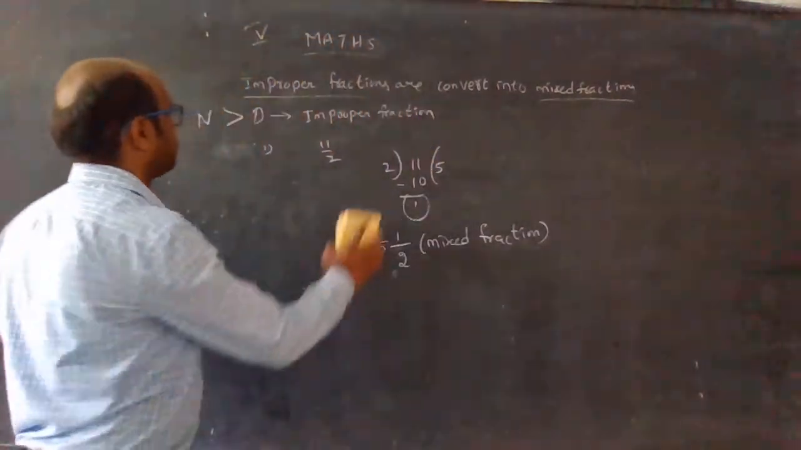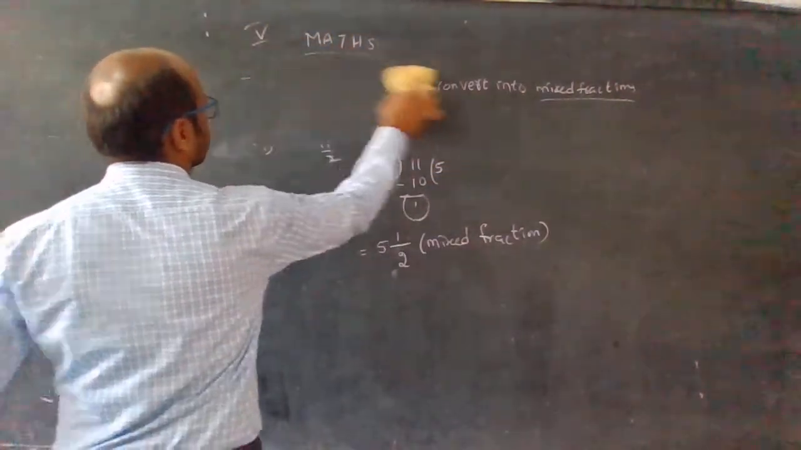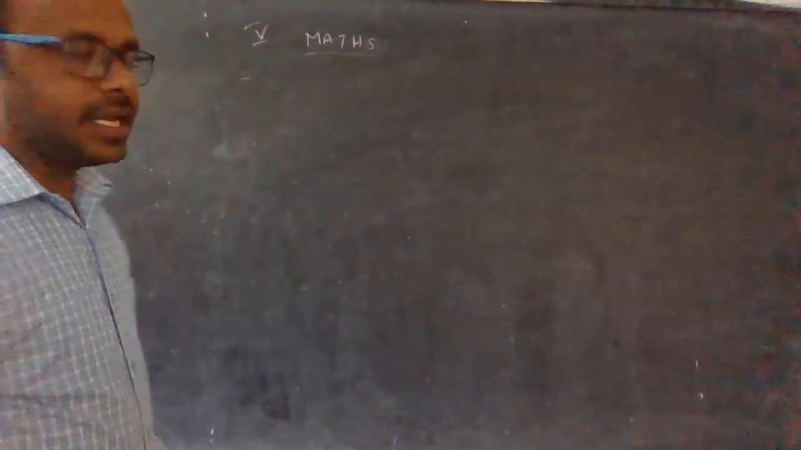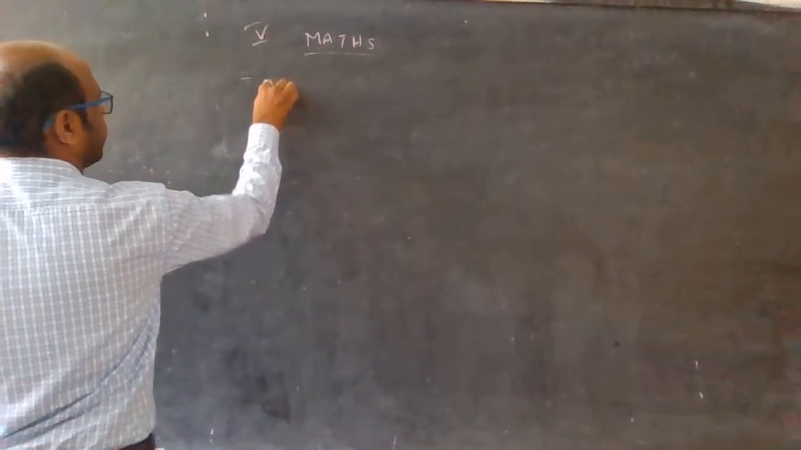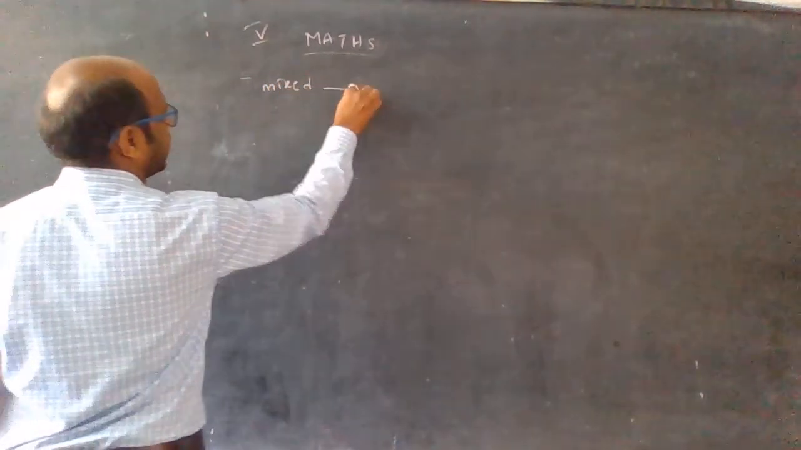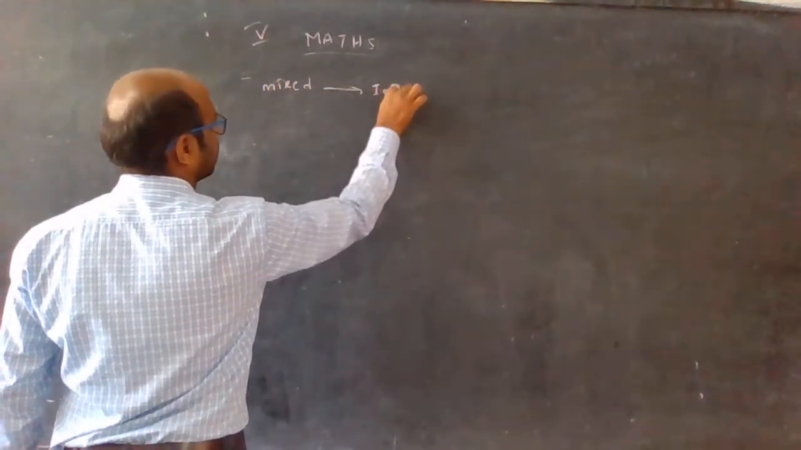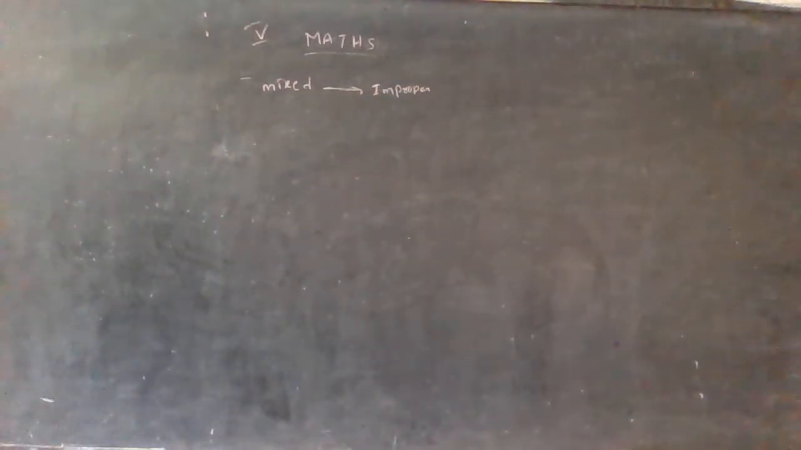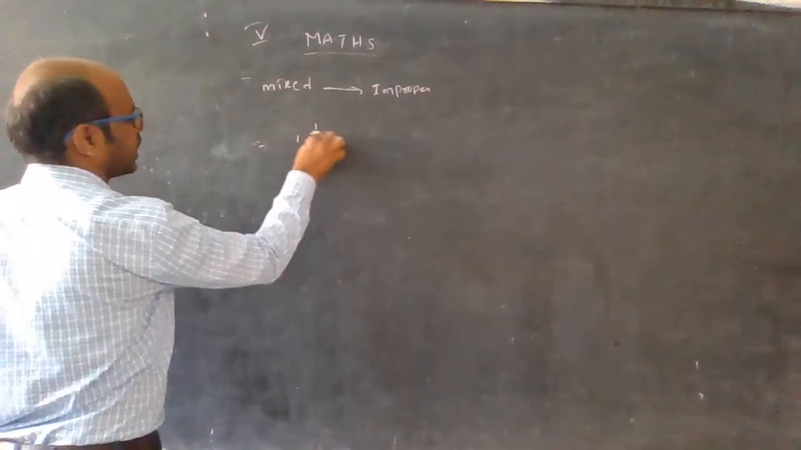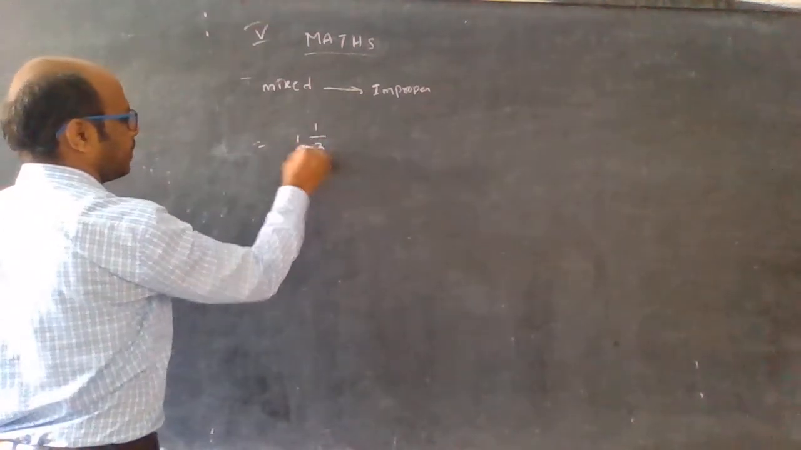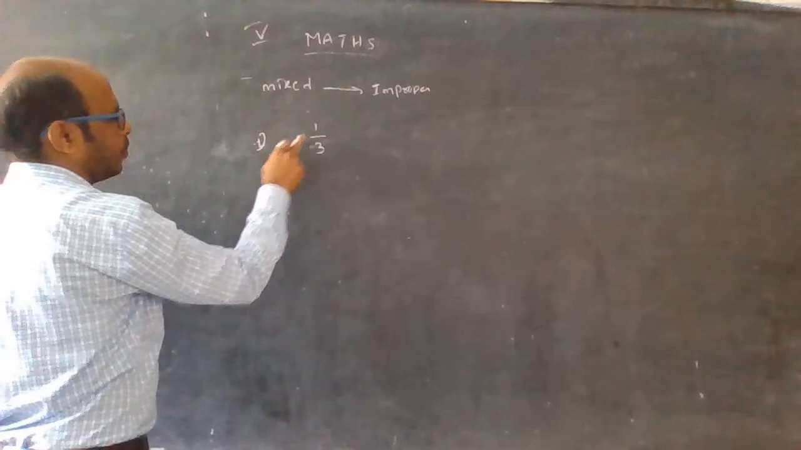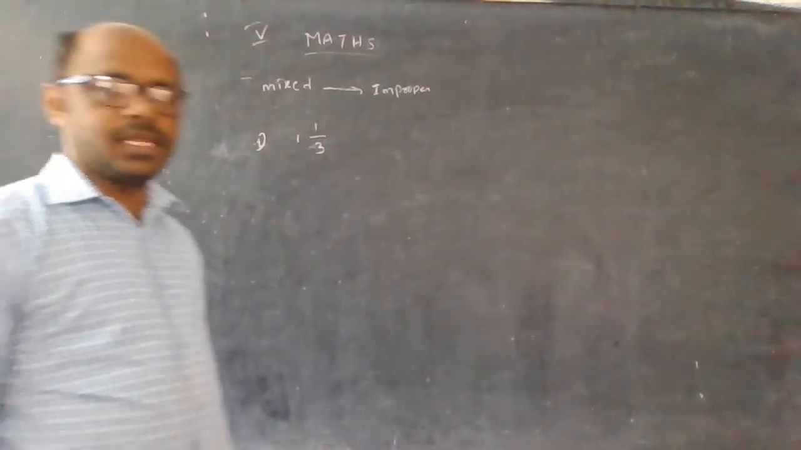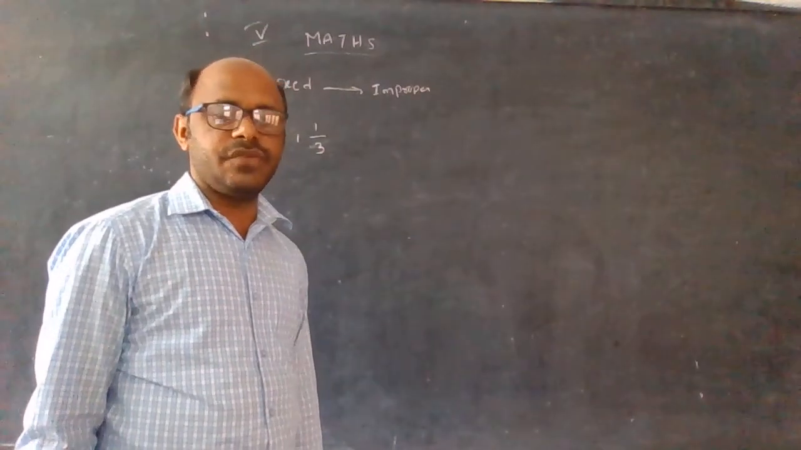Next one, a mixed fraction is converted into an improper fraction. How will it be? Take a mixed fraction, 1 integral part of 1 by 3. This one is the whole part, numerator and denominator. This is one mixed fraction.